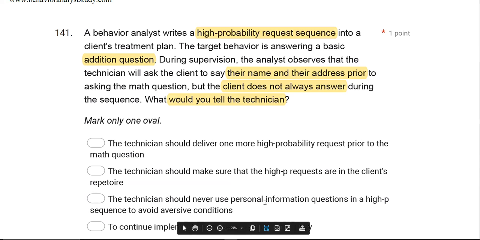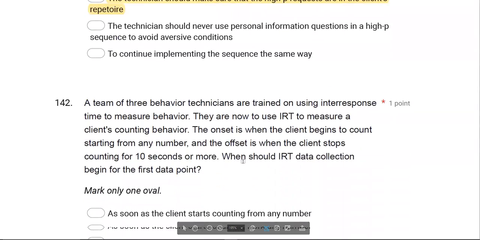C, the technician should never use personal information questions in a high P sequence to avoid aversive conditions. No, name is a good one. Name should be easy. We don't know anything about this client, but for a lot of clients, that's going to be a very high probability request and would be a great one to use, except it has to be in the repertoire. And then D, to continue implementing the sequence the same way. No, they need to alter it. They either need to better teach these requests or they need to identify different high probability requests that are more reliably evoked and in the client's repertoire. So the issue here is technicians should make sure that the high P requests are in the client's repertoire.